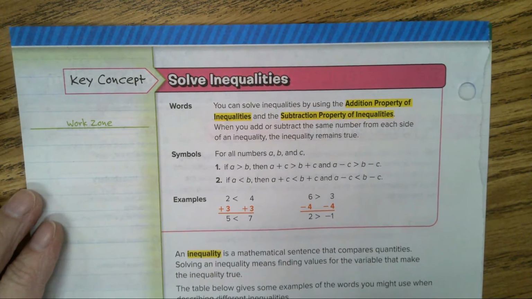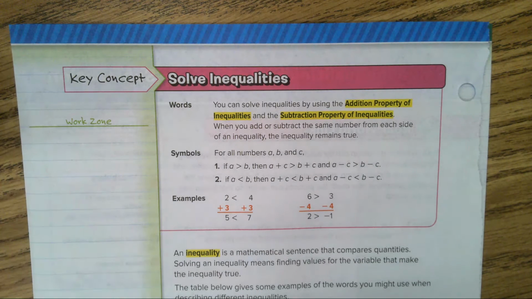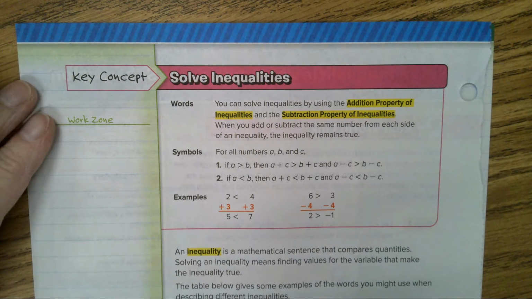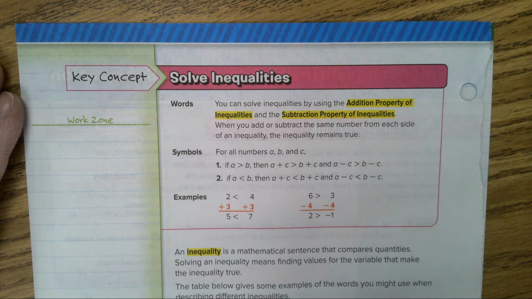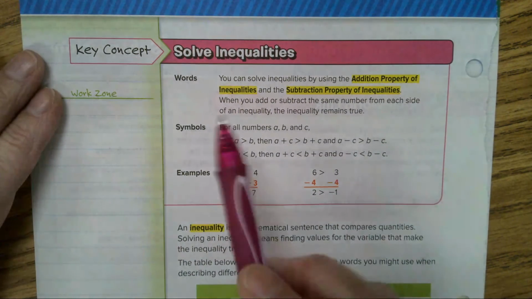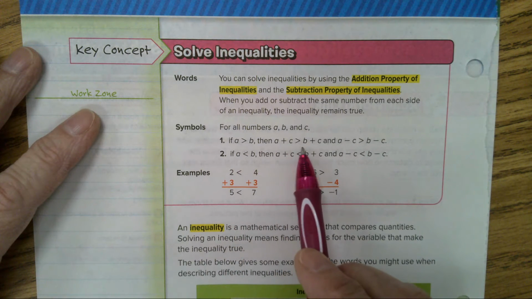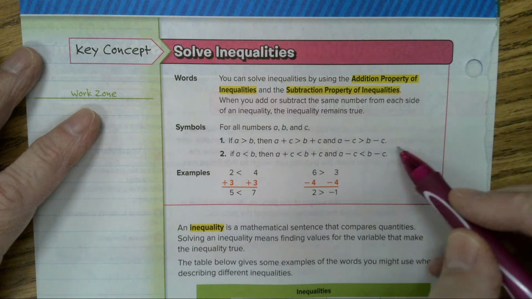You can solve inequalities by using the addition property of inequalities. It's just like the addition property of equations, except you have an inequality sign instead. And the subtraction property of inequalities. When you add or subtract the same number from each side of an inequality, the inequality remains true. So, if A is greater than B, then A plus C is greater than B plus C, and A minus C is greater than B minus C.